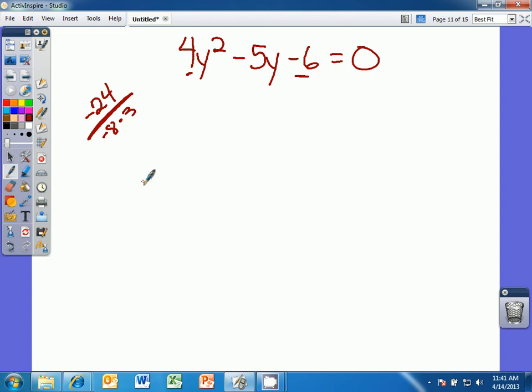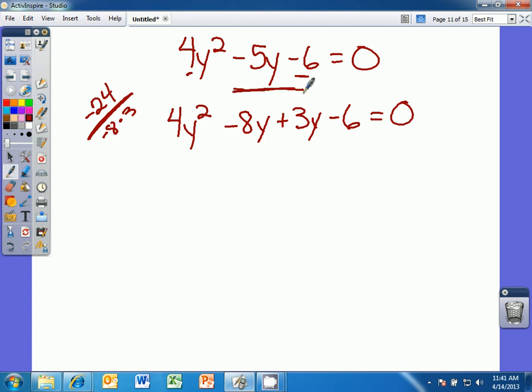Okay, so I'm going to rewrite this quadratic equation as 4y squared minus 8y plus 3y minus 6 is equal to 0. So I've not changed the value at all. I've simply rewritten this middle term with negative 8y plus 3y. I do that because now I have these two groups of terms that have common factors.